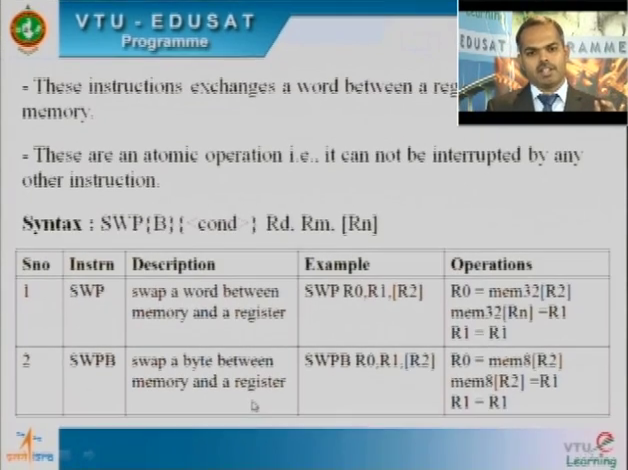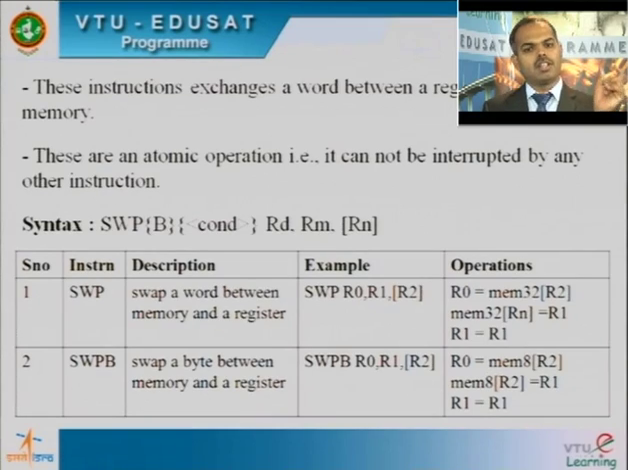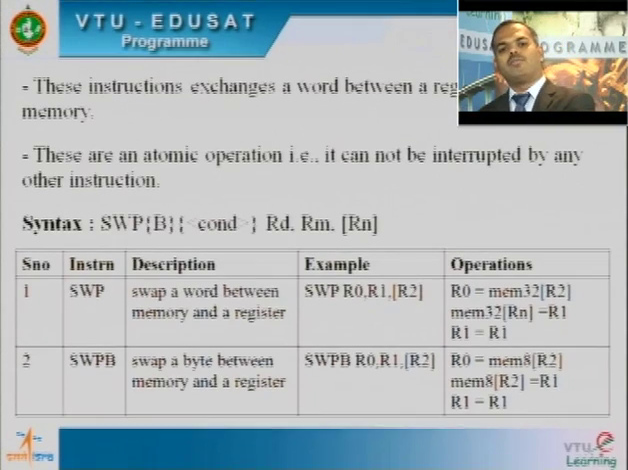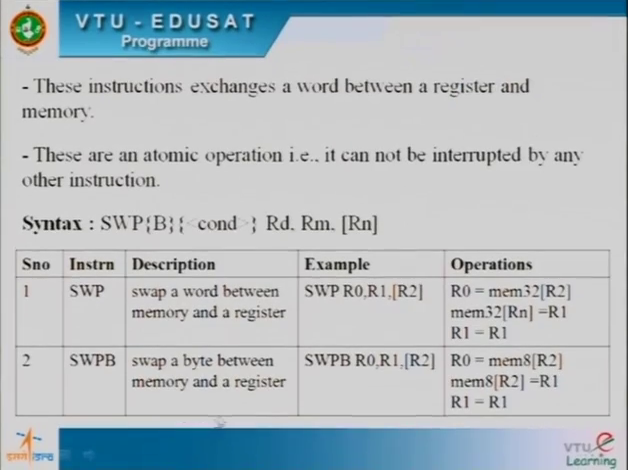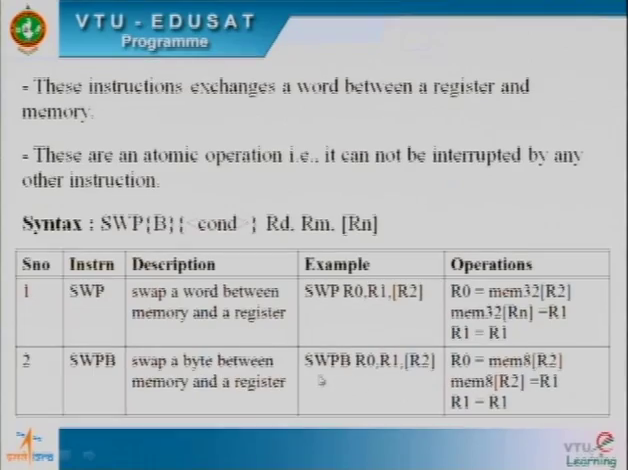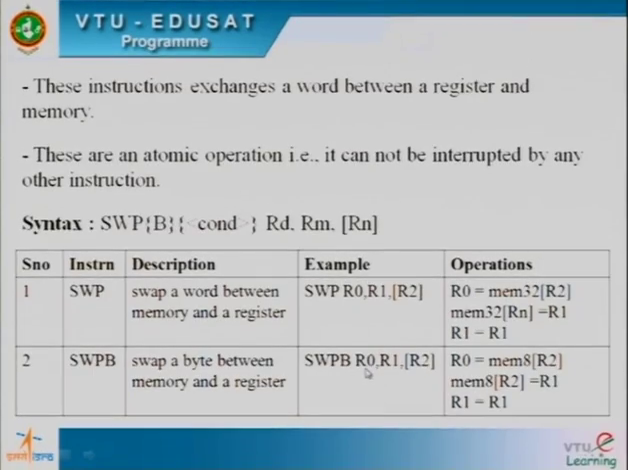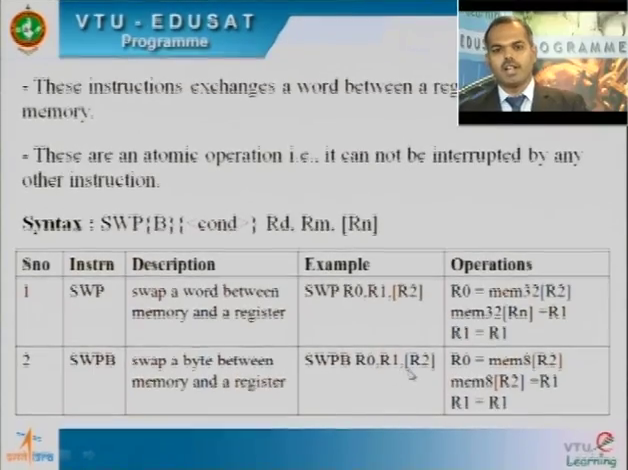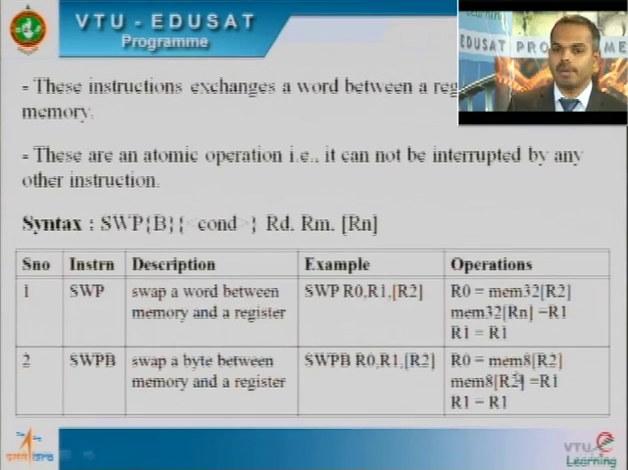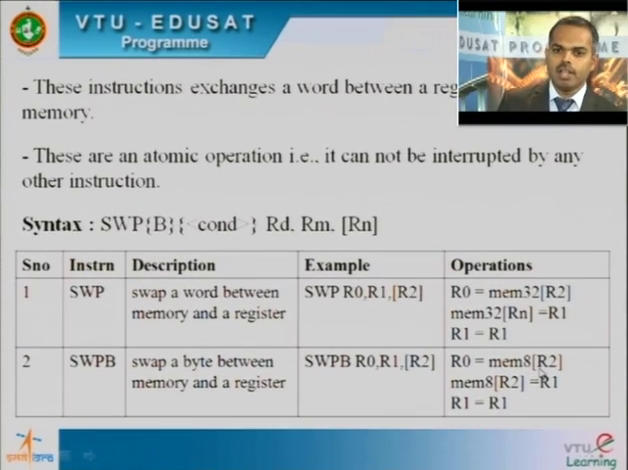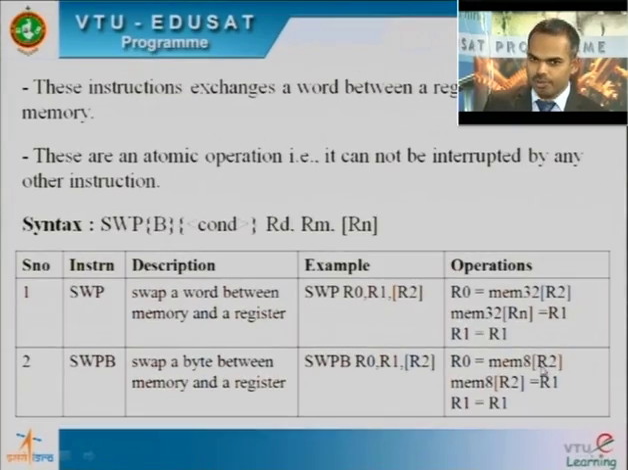Swap a byte: though the register is 32-bit, the lower byte gets copied to the memory, and from the memory location pointed to by the register R2, that location value will get copied to R0. See this instruction, SWPB R0, R1, [R2] in the square bracket. What happens with that? R0 equals the 8-bit memory content of R2, that is, the memory location pointed by R2.